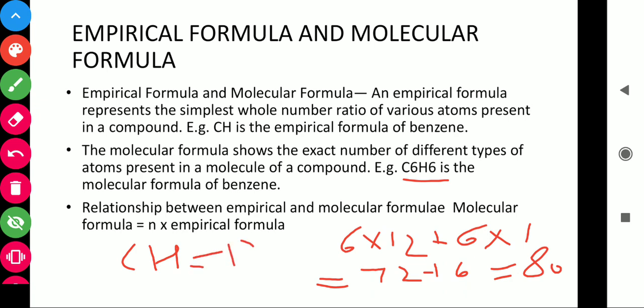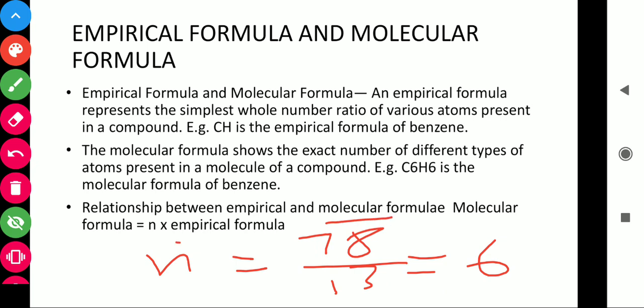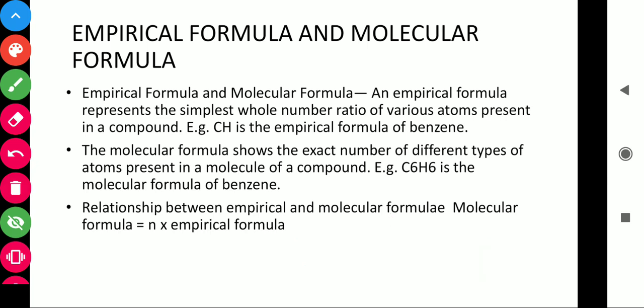For CH, it becomes 12 plus 1. It becomes 13. Now dividing, we can calculate the value of N. Okay, students, 78. It will be 78. And what is the value of N? N becomes 78 upon 13. It will become 6. So, if we know the molecular mass and empirical mass, we can calculate the value of N.